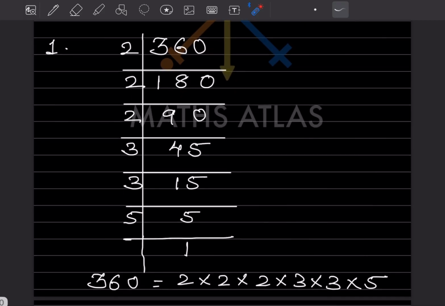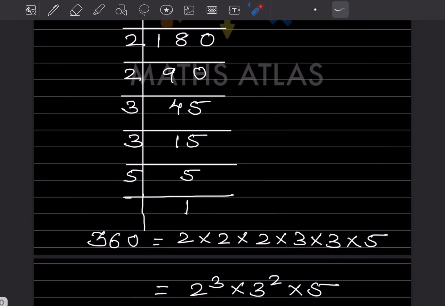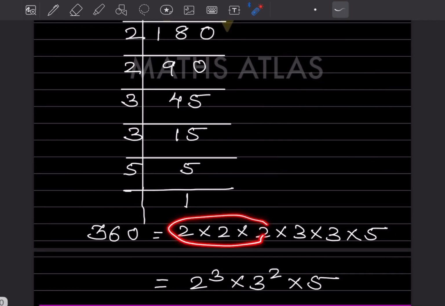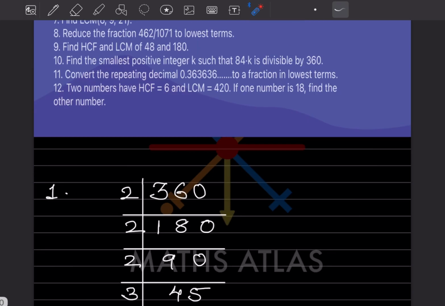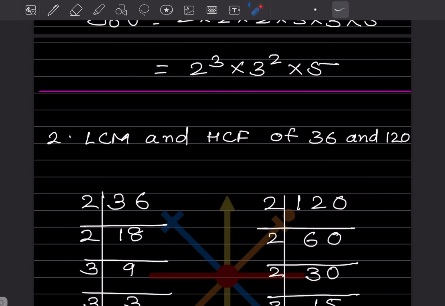So we can write 360 as 2 three times, 3 two times, and 5. So we can write this as 2 cube into 3 square into 5. Now let us see the next question: find HCF and LCM of 36 and 120.